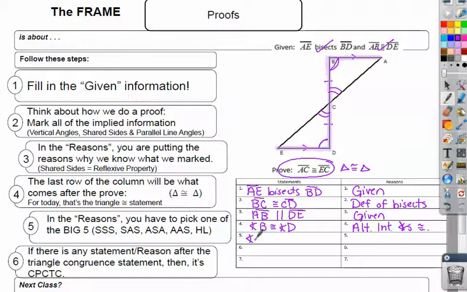Angle ECD, and guess what's in the middle there? C, which is my angle C kind of a thing, because that's where my vertex goes. ECD is congruent to ACB, and that's because vertical angles are congruent. So now, do I have enough information to show that these two things are congruent?